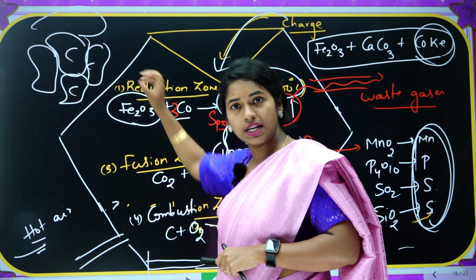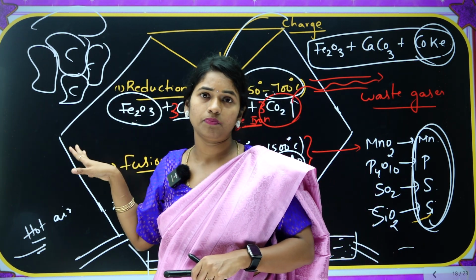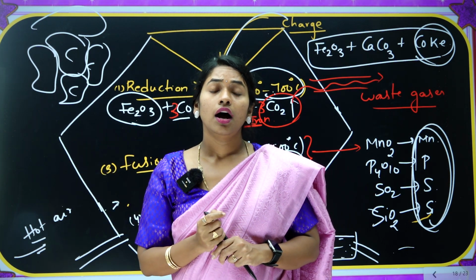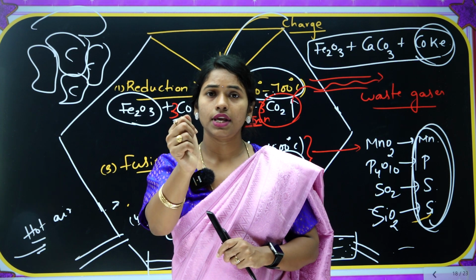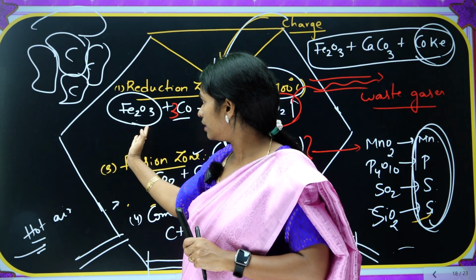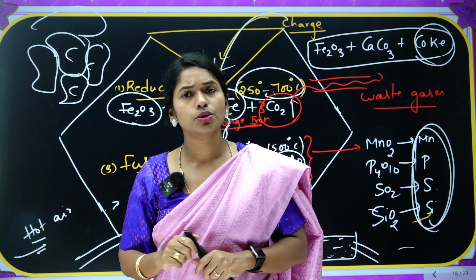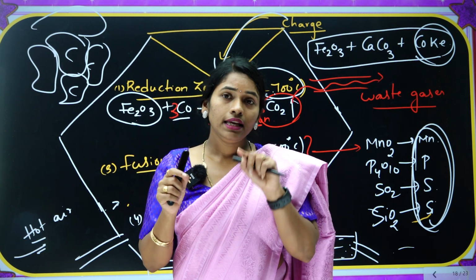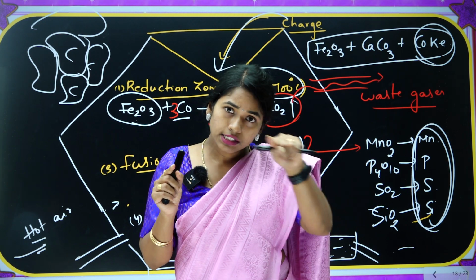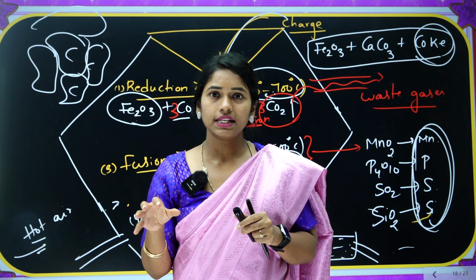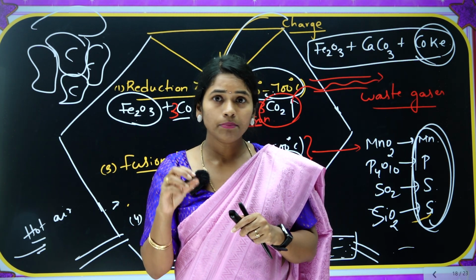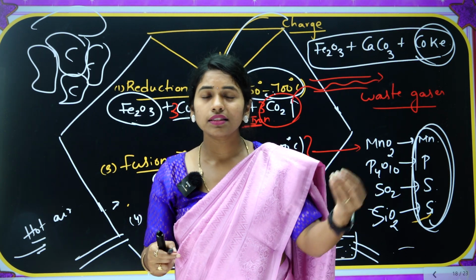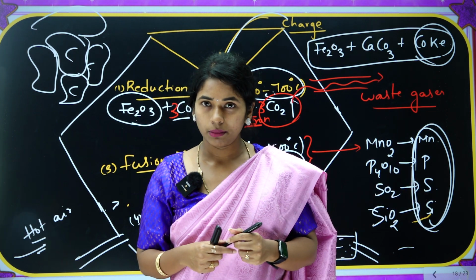Because all are fusing sponge iron. Next one is the combustion zone. Second one, the slag formation zone. What is this slag formation zone? During this process, some impurities will be there. What are these impurities? Like silica, earth crust, siliceous impurities will be there.